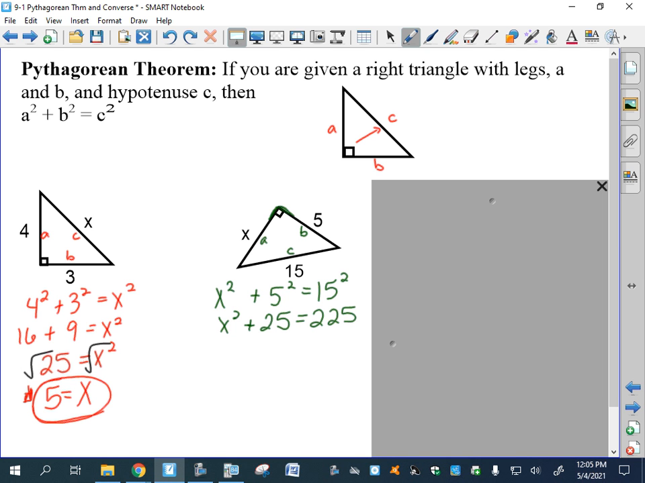Good. So first off, you square all the numbers that you can. Then get the x by itself. How am I going to get x by itself? Subtract the 25. And that leaves me with x squared equals 200.